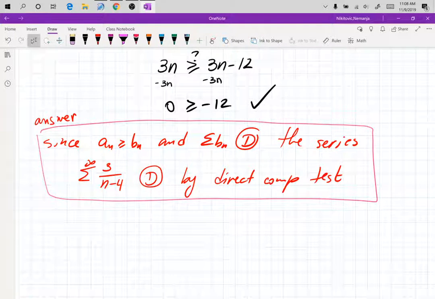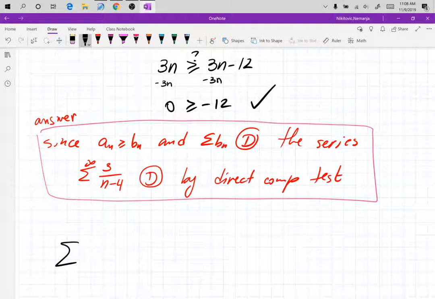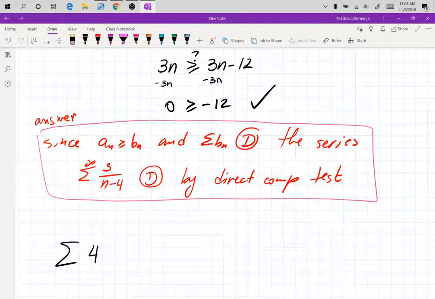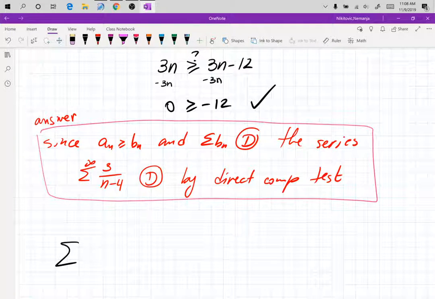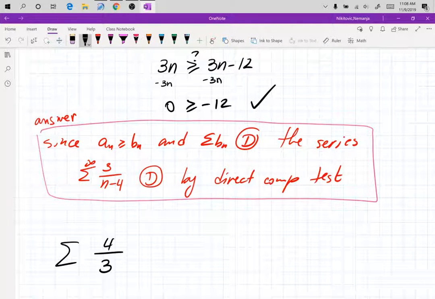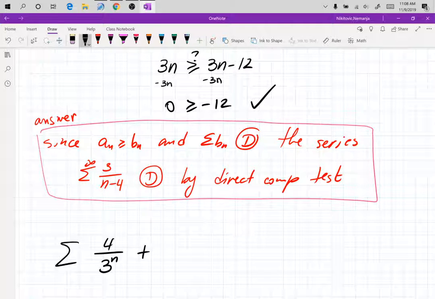Let's say you have summation of, let's do it this way, hold on, wrong, 4 over 3 to the n plus 2 from 0 to infinity.